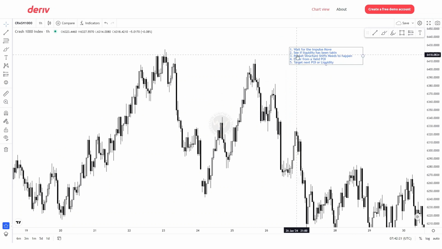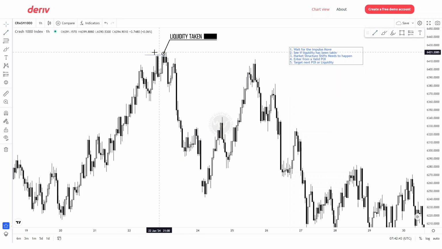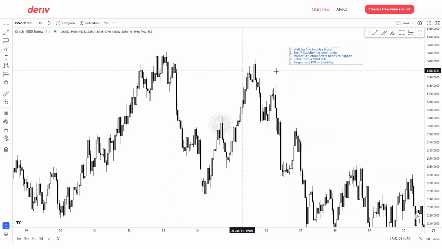Now the next thing, we need to see if liquidity has been taken. If you don't understand this, please watch the video of liquidity. It's essentially where price has gone above. In this case we are in Crash 1000, where price goes above a certain candle. If you want to look at it that way, it goes up, it wicks above, so it took liquidity before the move started. So that's what I mean by liquidity needs to be taken.